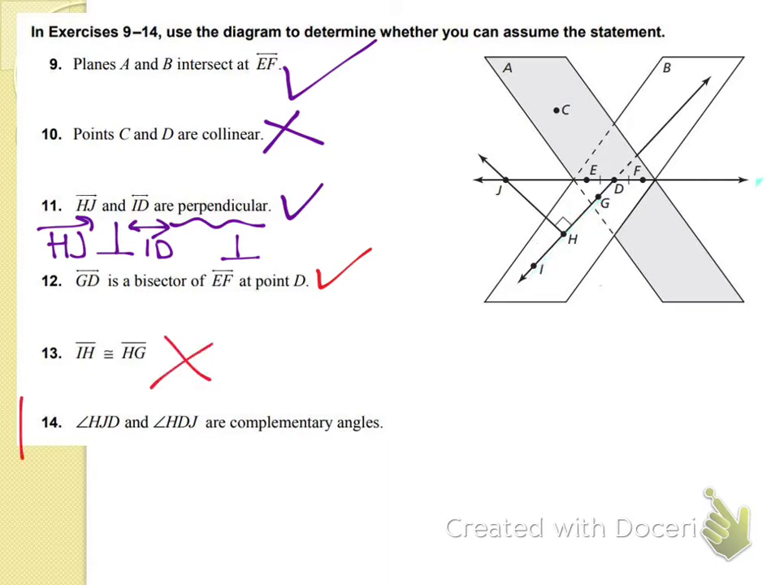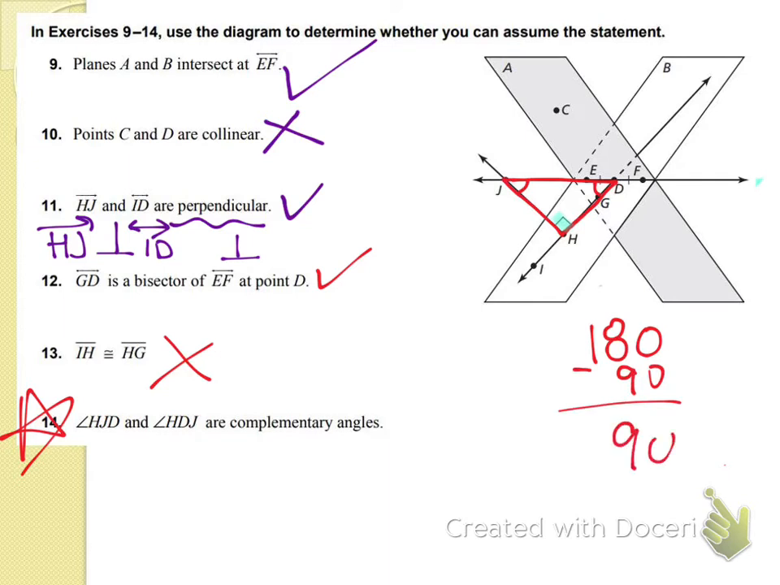This last one is harder because we haven't talked about triangles. You won't see it on your quiz, but we can talk about it anyways. HJD is this angle. HDJ is this angle. So you can see where a triangle is kind of highlighted. Can you tell me how many degrees do the angles in a triangle add up to? 180. How many degrees is taken up by my right angle? 90.